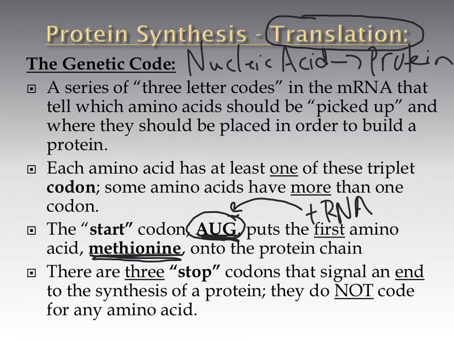This happens in the ribosomes. The ribosome is going to read the first codon. The tRNA is going to bring that amino acid in. And then the ribosome is going to go on to the next codon, and that amino acid will be brought in. And then it'll go on to the next codon, and that amino acid will be brought in.